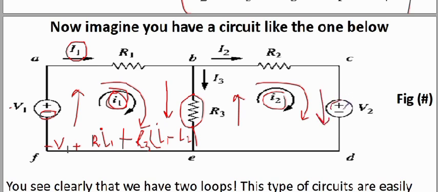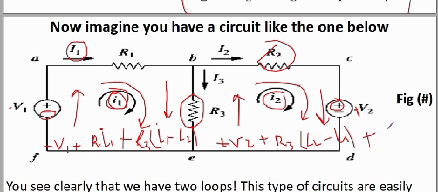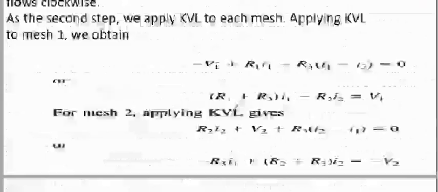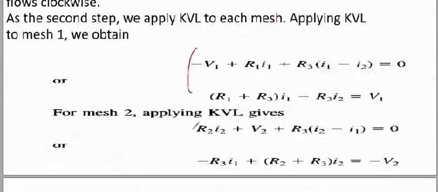The second equation will be written as you go like this. The polarity met first is positive, so you write positive V2 plus R3. Now your driving current is I2 minus I1, you close your bracket, plus what? The potential difference across R2, which will be R2 I2. When you do that, you are going to obtain the following equations.